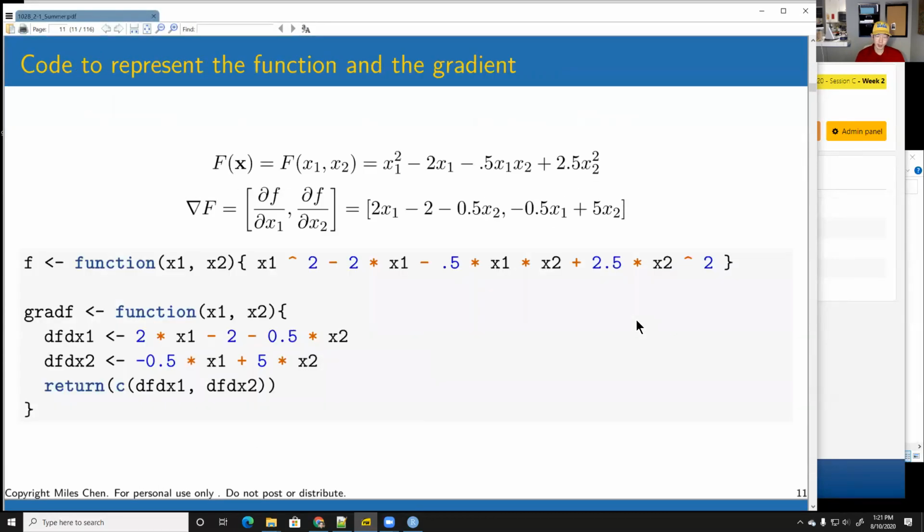Okay, if I wanted to do this in R, I could, all right? So here's our original function, x1 squared minus 2x1 minus 0.5x1 times x2 plus 2.5x2 squared. And then the gradient is going to return a vector, where the first component is 2x1 minus 2 minus 0.5x2. And the second component is 0.5x1 plus 5x2, okay? And so here's how I can code it up in R.